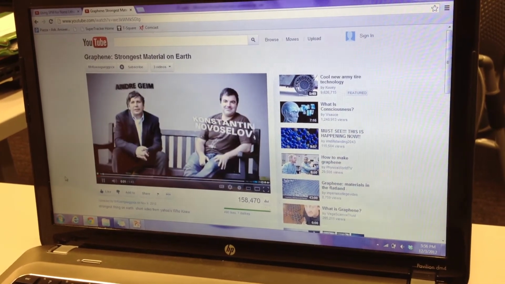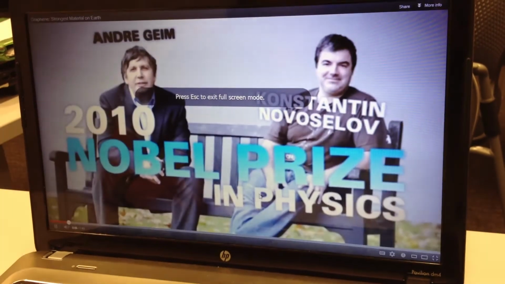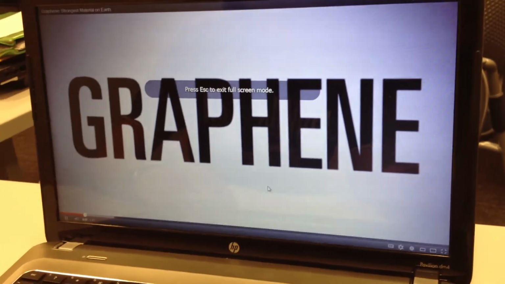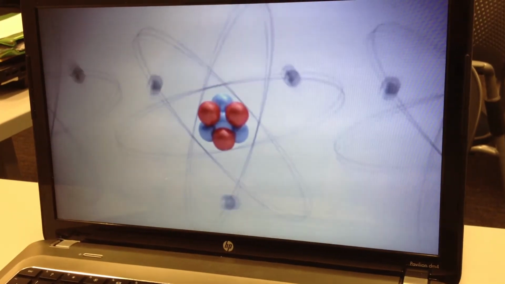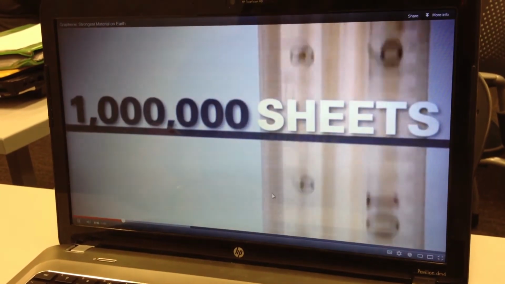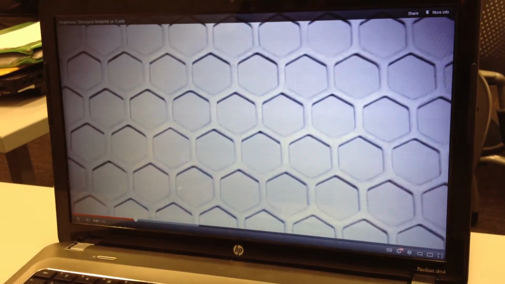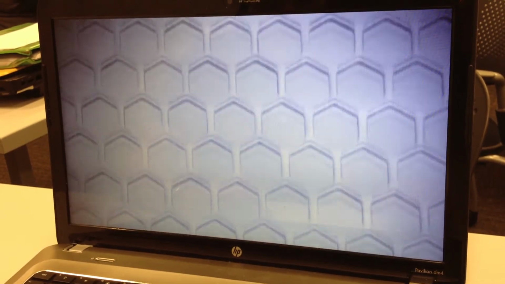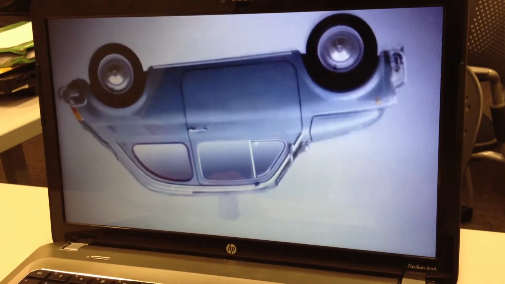Two Russian-born scientists shared this year's Nobel Prize in Physics for experiments with a substance they discovered in 2004 called graphene, the thinnest and strongest material on Earth. A layer of graphene is a single atom thick, so tiny it would take more than 1 million sheets stacked on top of each other to reach a single millimeter tall. But if you stretched a sheet of the carbon-based chicken wire-shaped material over a coffee cup, it would be strong enough to support the weight of a car.